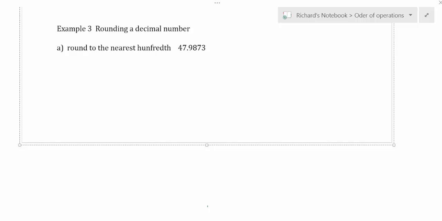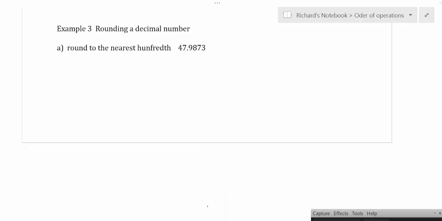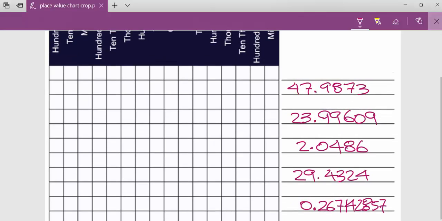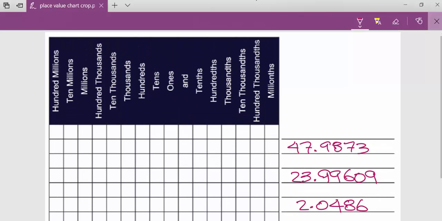And what I'm going to do is I'm going to put that number in a place value chart. So I'm going to take the number 47.9873, and I'm going to write it in a place value chart. So the way this works, where you see the word and in the place value chart, that really means the decimal point. So right away, that's where I'm going to put the decimal. And we have 7 ones, 4 tens. Okay, that takes care of the numbers to the left of the decimal.